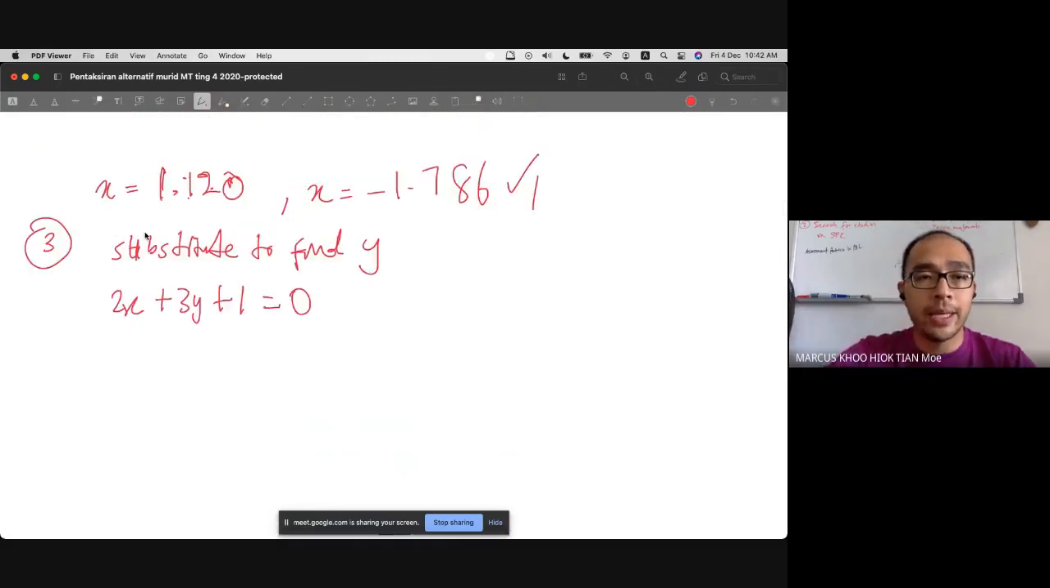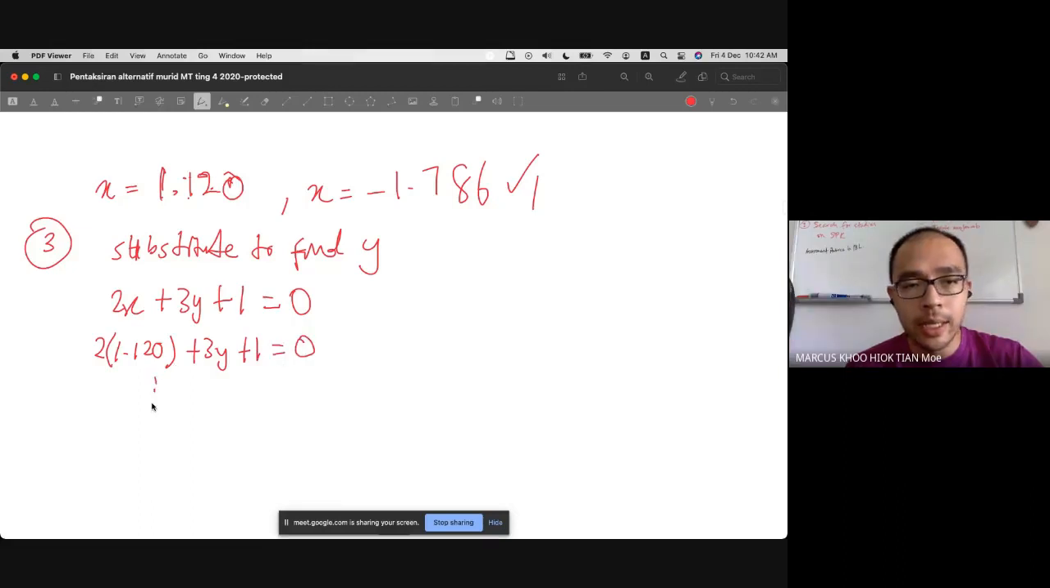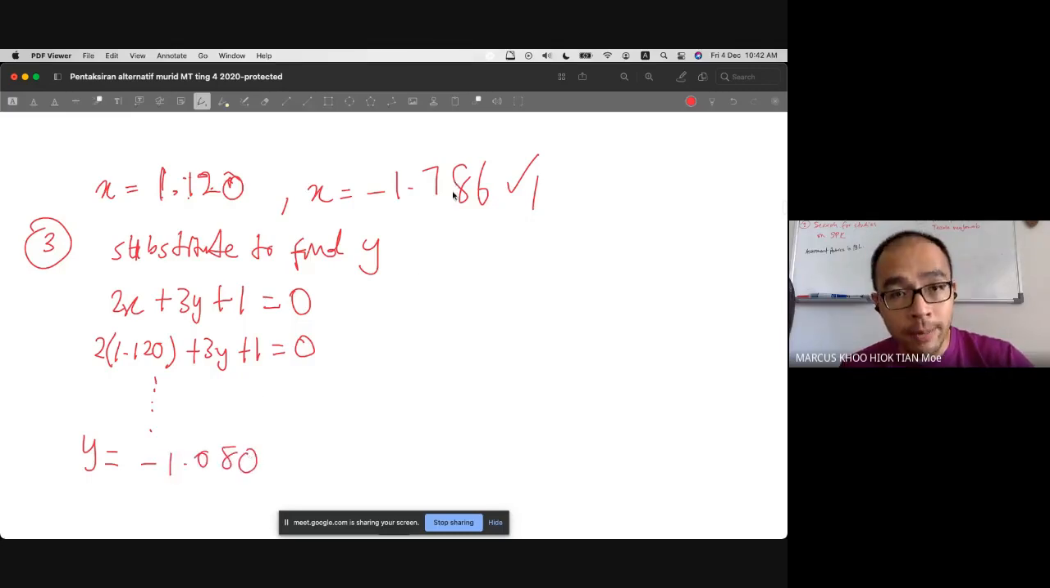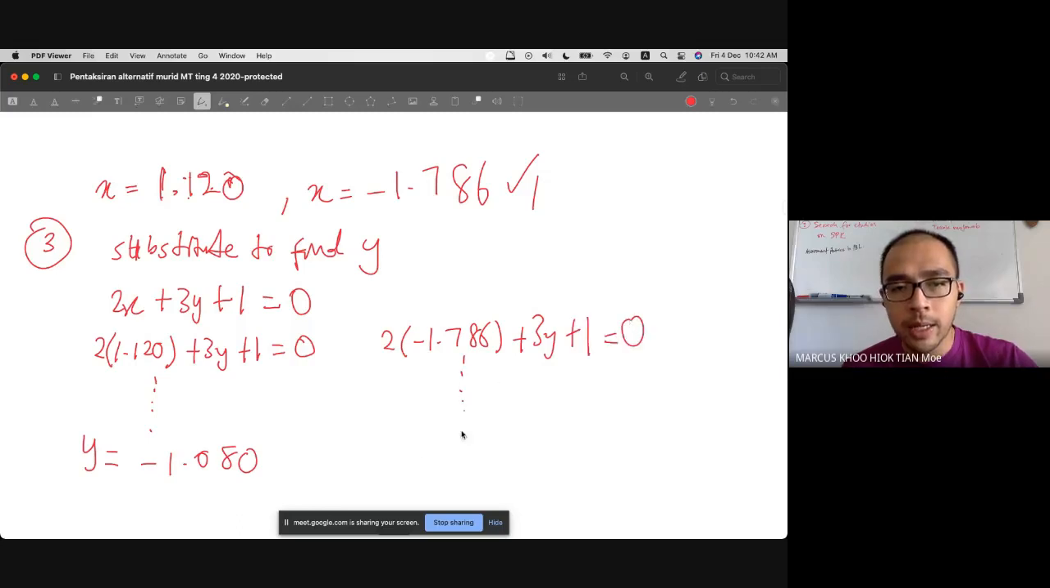If I substitute this x, so 2 times 1.120 plus 3y plus 1 equals 0. Then I will get y equals negative 1.080. And then I do the same thing with this x. 2 times negative 1.786 plus 3y plus 1 equals 0. I will get y equals 0.8573. So both the y correct, you get 1 mark.